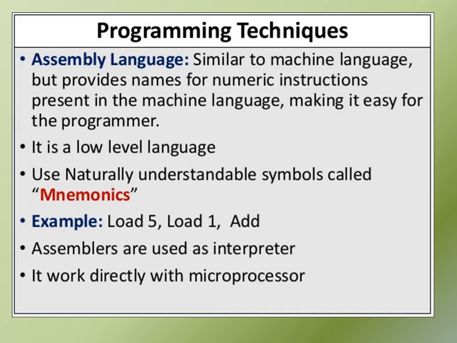That is a one-to-one. Similar to machine language, it provides names for numeric instructions present in the machine language, making it easy for the programmer. It is a low level language, as I said. It usually uses naturally understandable symbols. It is called mnemonics. Example, load 5, load 1, add. Assemblers are used as interpreter. It works directly with microprocessor. So it is about the introduction of assembly language.